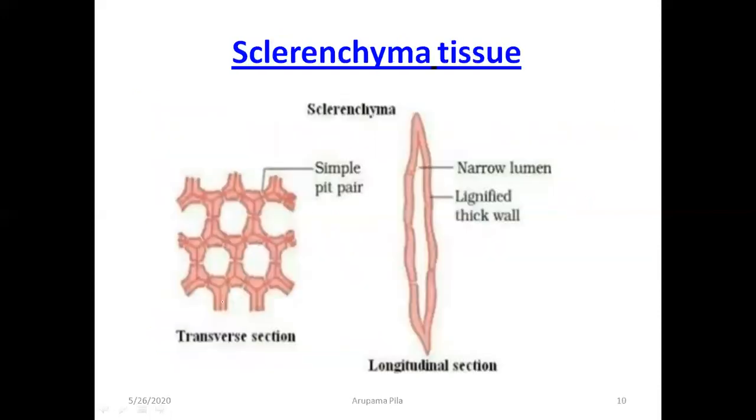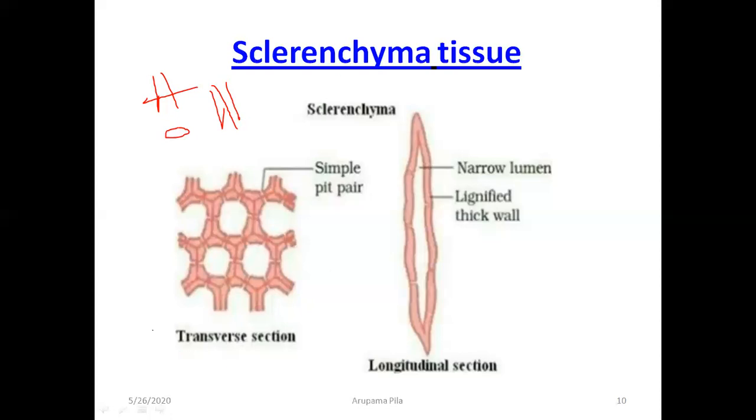Okay, let's see its structure. Here is the structure of sclerenchyma tissue. This is the transverse section and this is the longitudinal section. Now, what is transverse section and longitudinal section? See, if this is a stem part, and you cut the stem part horizontally like this, then the portion which you will get is the transverse section, and you can see it under the microscope. And if you cut the stem part vertically like this, then you will get the longitudinal section, which you again can see under the microscope.